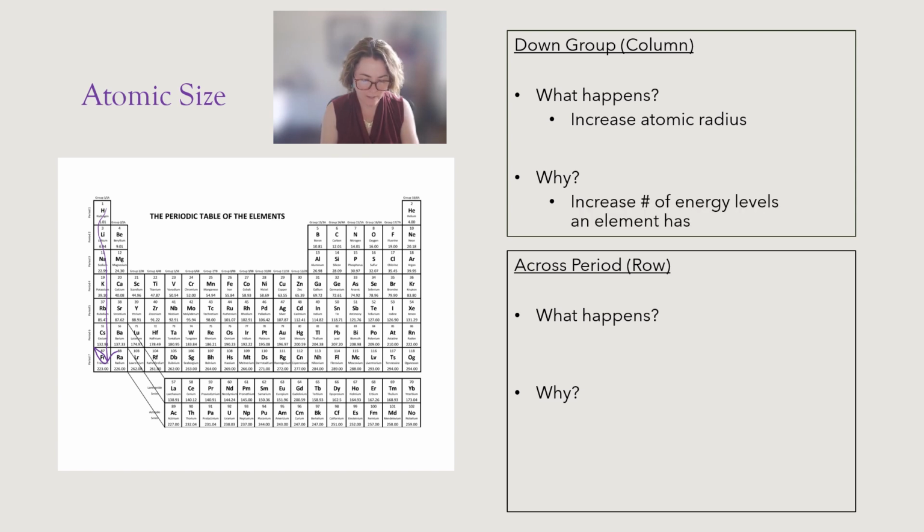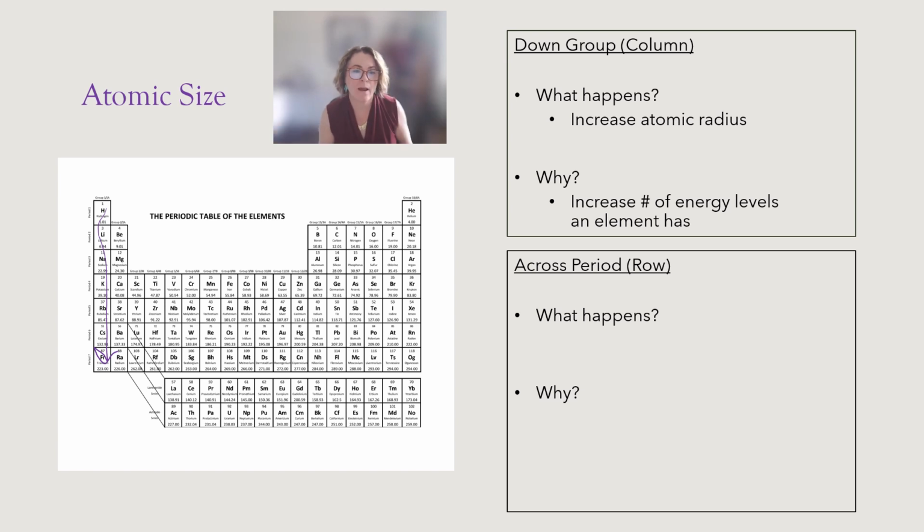Let's talk a little bit about why. Well, as you move down that column, you're increasing the number of energy levels, right? Your outermost energy levels. So hydrogen, its outermost electrons are in energy level number 1, right? So relatively close to the nucleus. For lithium, the outermost electrons are in energy level number 2, so they're a bit further away from the nucleus. Energy level 3 is further away, right? Energy level 4 is further away. So as you're increasing those energy levels, you're increasing the distance the outermost electron is from the nucleus. And so therefore it makes the atom larger.